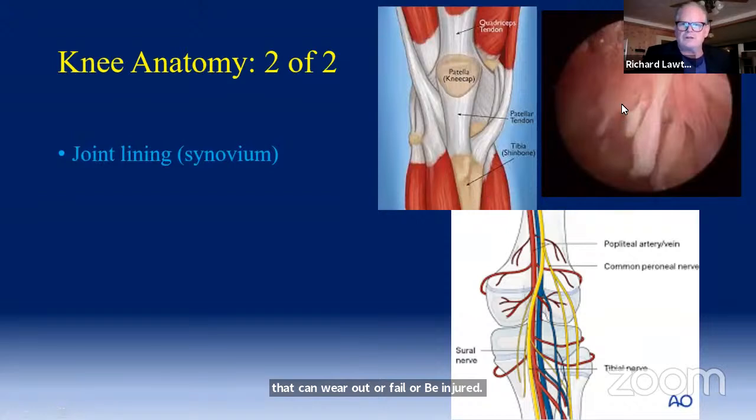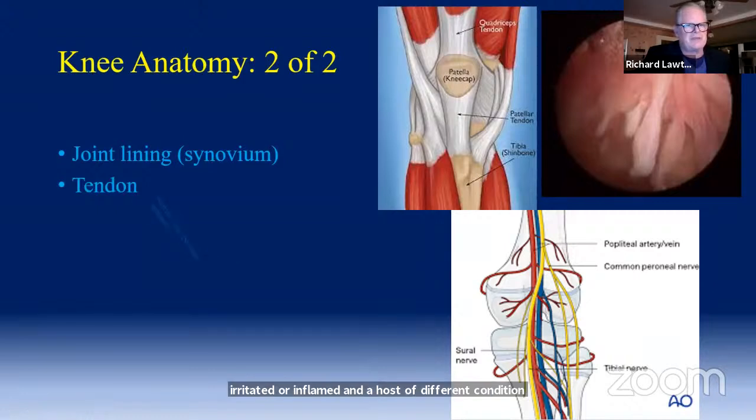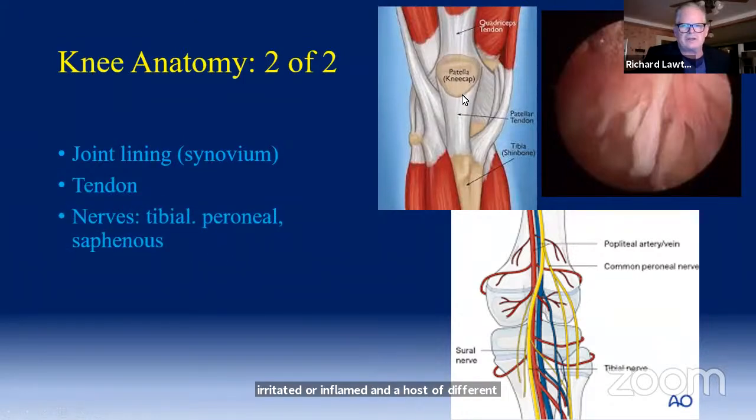components include the joint lining or synovium. The synovium is the seaweed-like stuff that coats the inside of all of our joints, our fingers, elbows, and knees, and that makes the joint fluid. That can be irritated or inflamed, and a host of different conditions generate pain. The tendons connect the bones and the muscles, like the quadriceps tendon shown here, which connects your quadriceps muscles to the kneecap. That can be the source of pain.